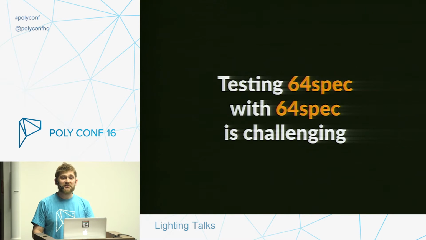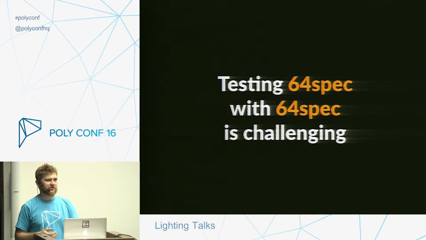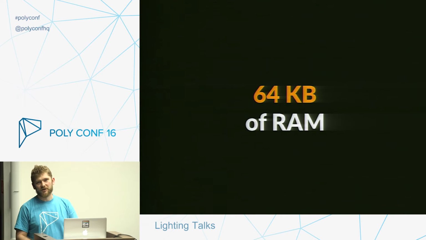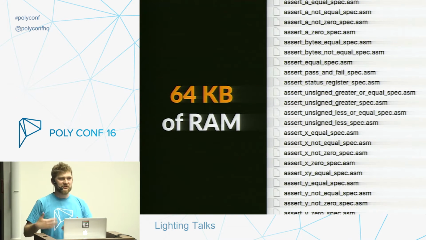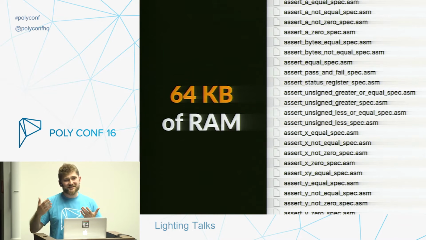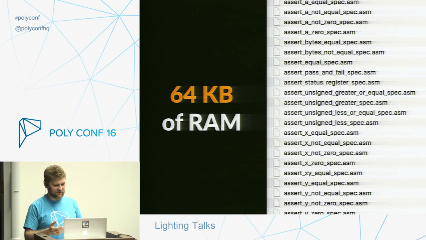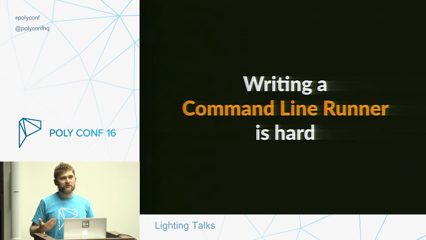When you're writing a testing framework, you need to make sure that every assertion works 100%. So you need to test it. And this is challenging when your computer has 64 kilobytes of RAM. Basically, you need to split your test into multiple files, and running them by hand gets tedious. So the next step would be to write a runner in a command line.